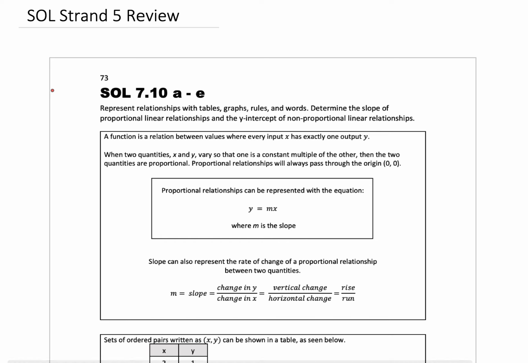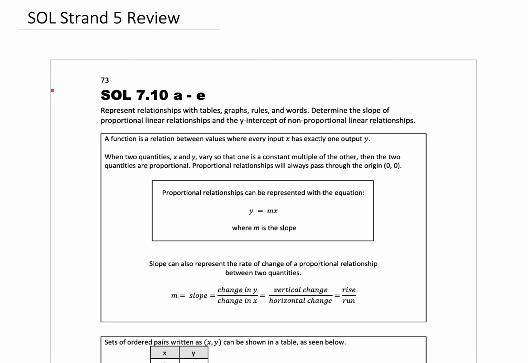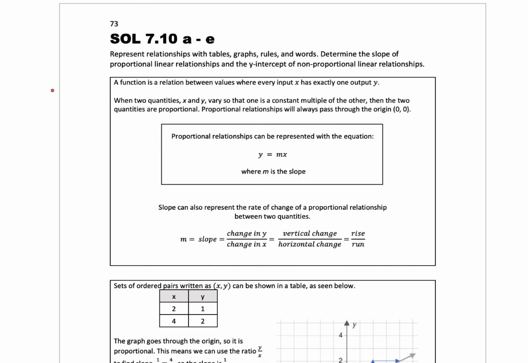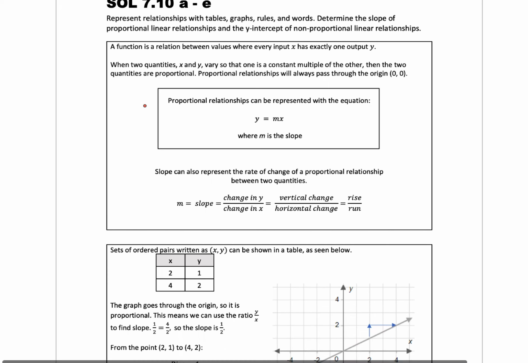This video is your review of Strand 5 of the SOL workbook, and we're beginning on page 73 with SOL 7.10 A through E. This standard asks you to represent relationships with tables, graphs, rules, and words. Determine the slope of proportional linear relationships and the y-intercept of non-proportional linear relationships.